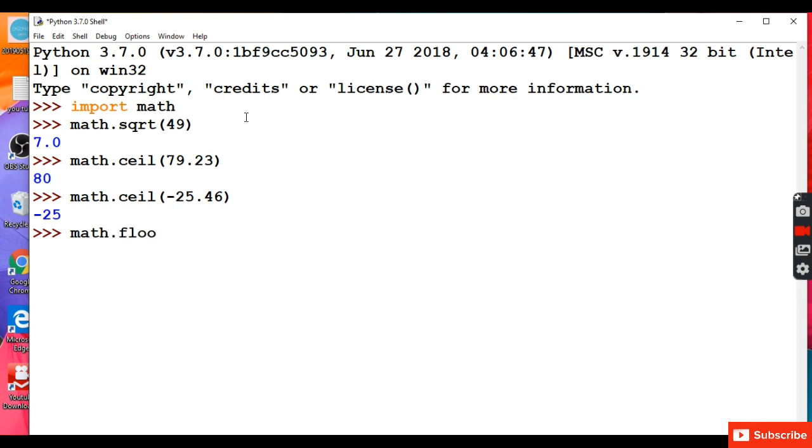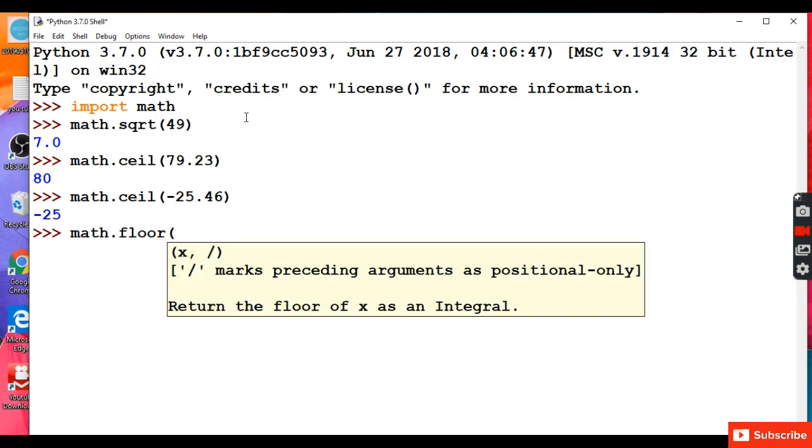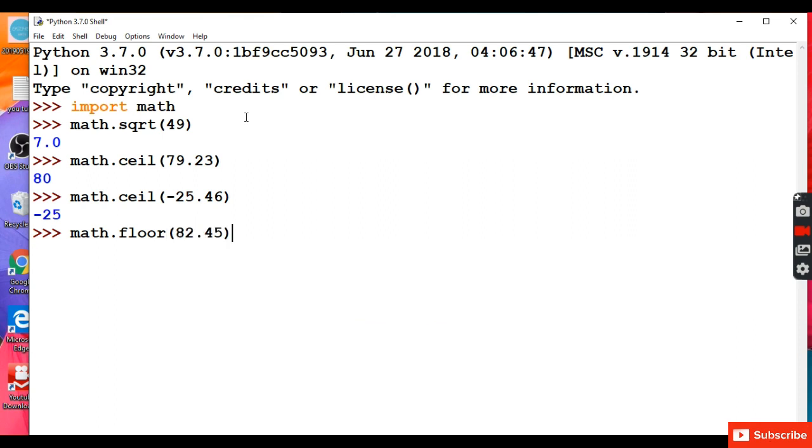Next is the floor function. It returns the value which is equal or less than that number. For example, math.floor 82.45. So the answer will be 82. Math.floor minus 82.45. इसमें जो आंसर आएगा that is minus 83.